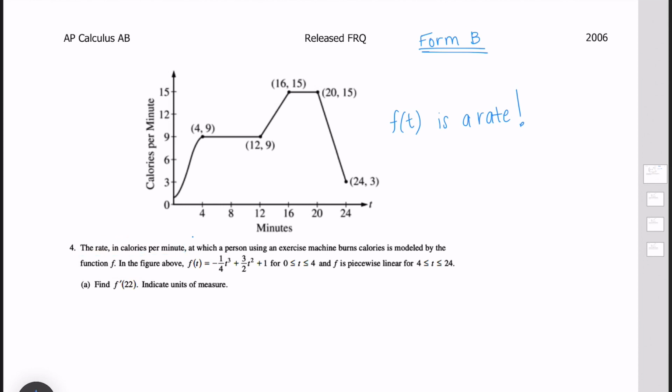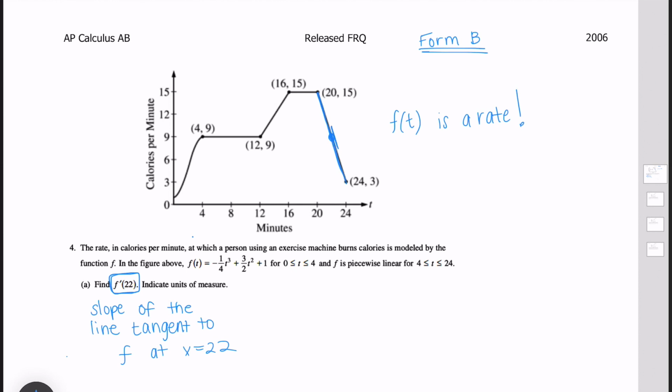Part A says find f prime of 22, indicate units of measure. F prime of 22. So remember what that means. What we want to do is find the slope of the tangent line at x equals 22. Luckily, 22 would be some point in this interval where the graph of f is linear. So to find the slope of the line that is tangent to the graph of f at that point, we would simply have to find the slope of the line itself, of this piece itself.